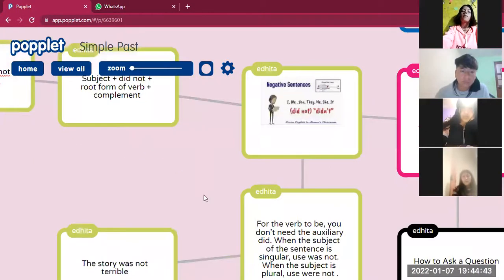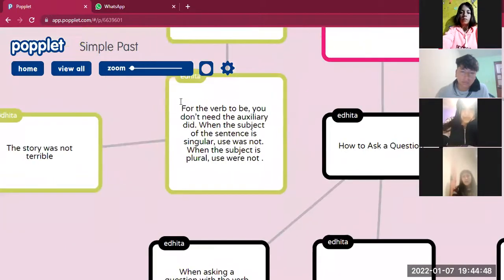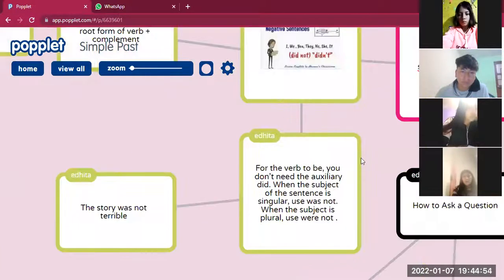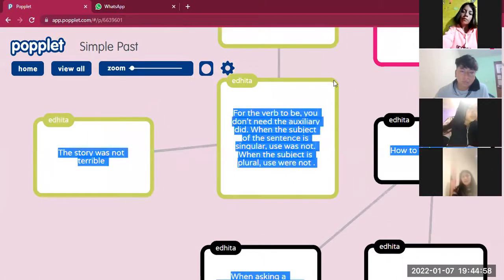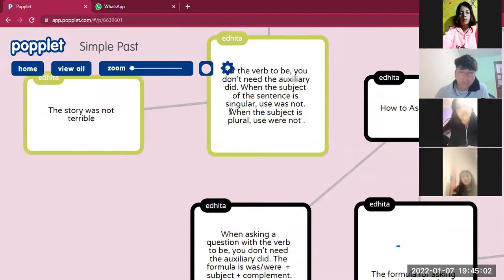Now with the verb to be, it's not necessary to use did not. Do you remember? Did not. It's not necessary. When the subject of the sentence is singular, we use was not. When the subject is plural, we use were not.